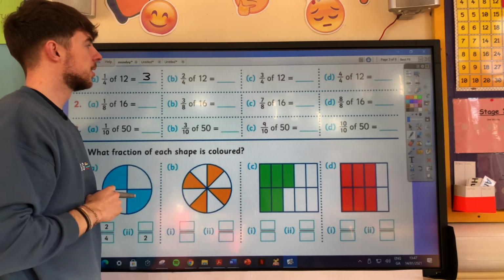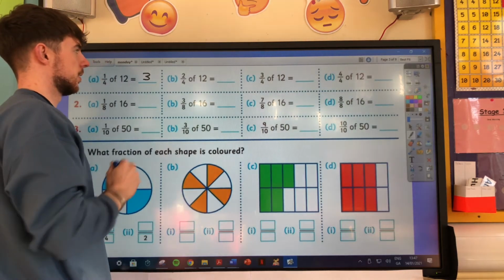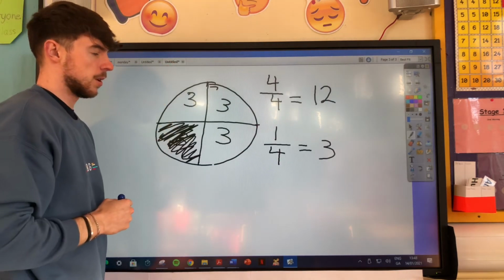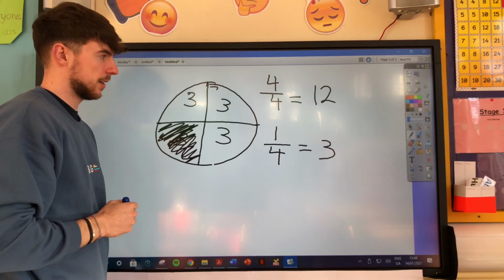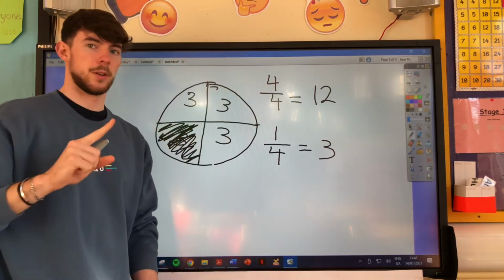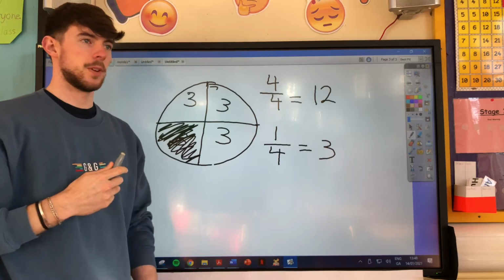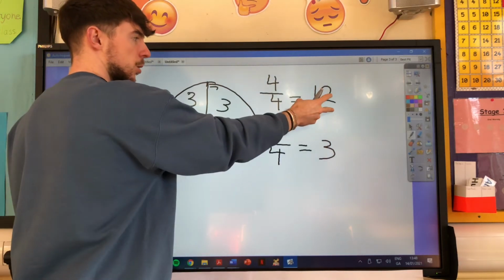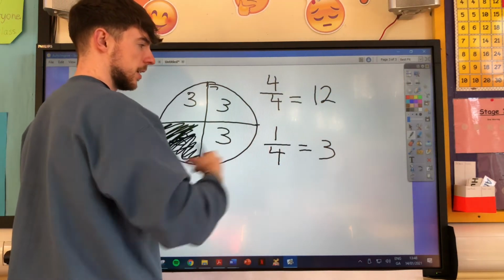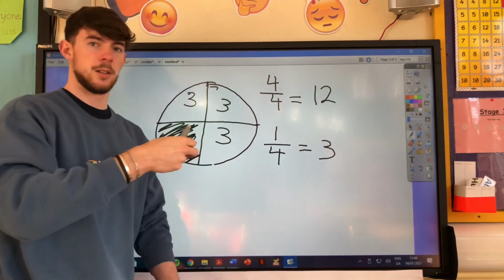Now how about 2 quarters of 12? How much is 2 quarters? How do we get that? We've gotten it down to 1 quarter. So this is the most important thing when we're doing fractions. We always get the whole number first, then we divide, and then we multiply.